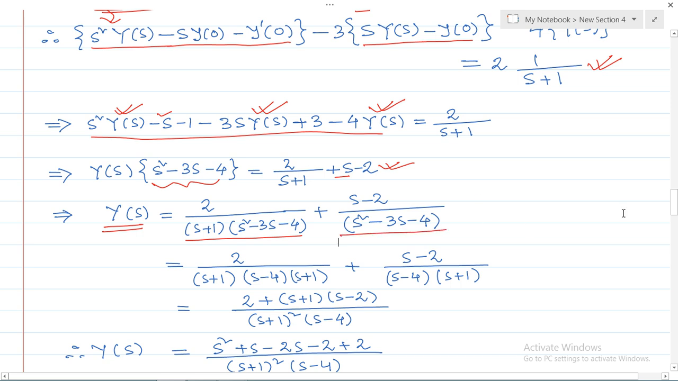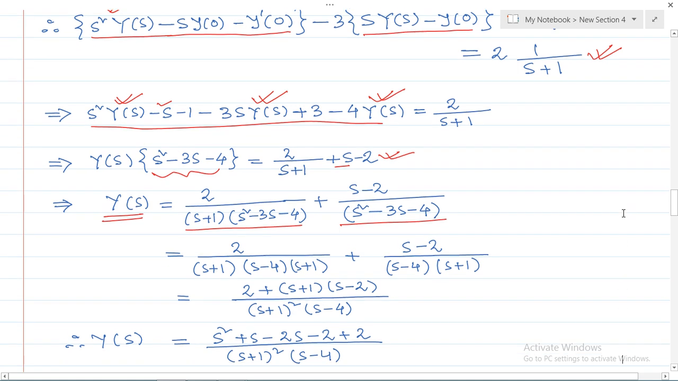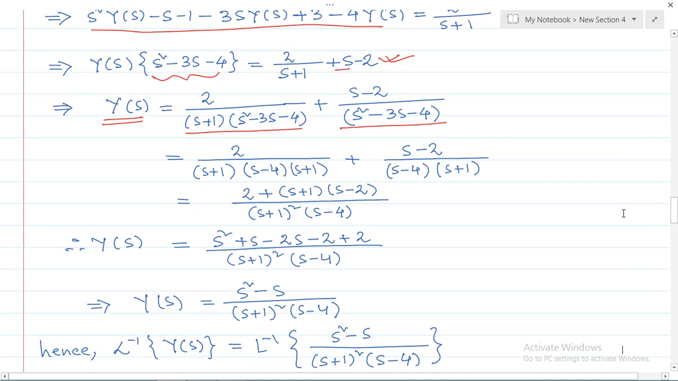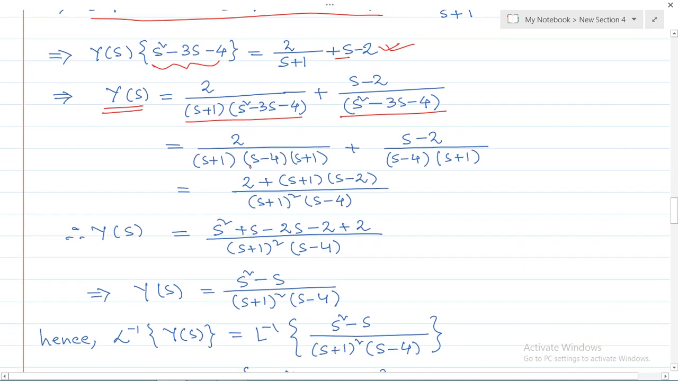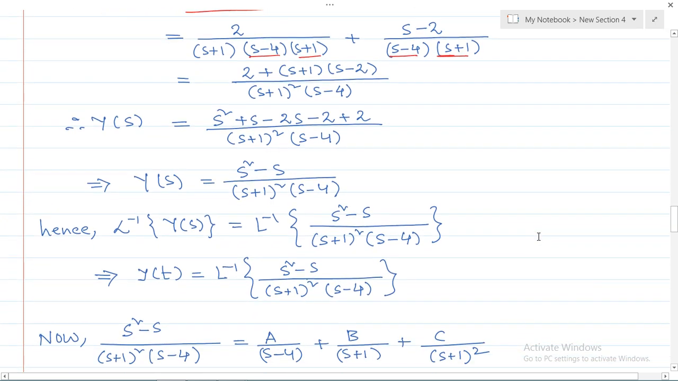Now we have to factor the middle term of s square minus 3s minus 4, and it comes as s minus 4 into s plus 1. Simple middle term factorization we have done. We have taken the LCM of these two quantities, and after simplification in one or two steps, you can see that the final capital Y of s value comes as s square minus s in the numerator, while in the denominator we have s plus 1 twice. So s plus 1 whole square into s minus 4.